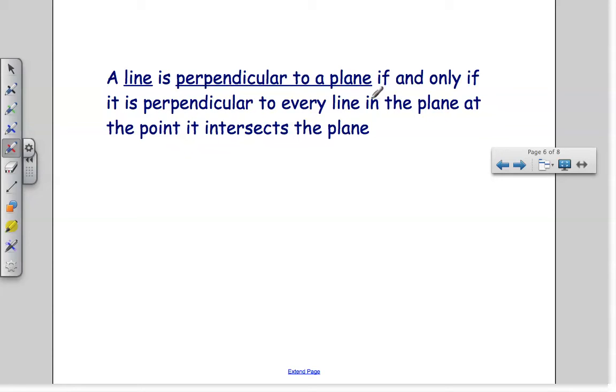And we're saying that it is perpendicular if and only if it's perpendicular to every line in that plane at the point it intersects, which means, let's say you set a ruler on the floor right where that table leg hits the floor. No matter how you spin or rotate that ruler around, as long as you're hitting the bottom of that table leg, first of all, that ruler is on the plane, it's on the floor, and it's going through the point where your table leg hits at a right angle as well.